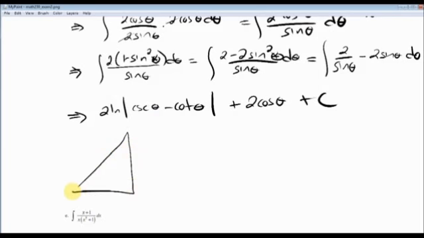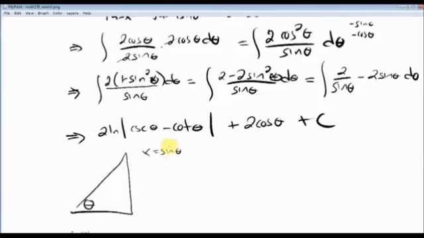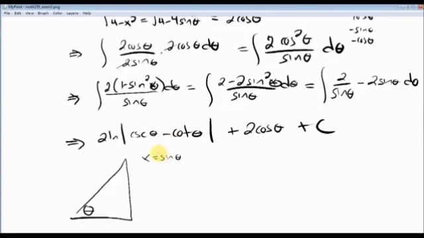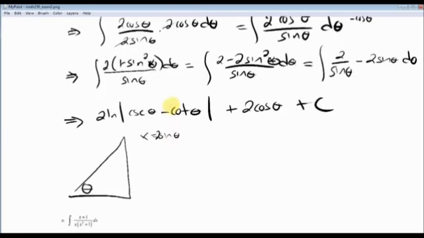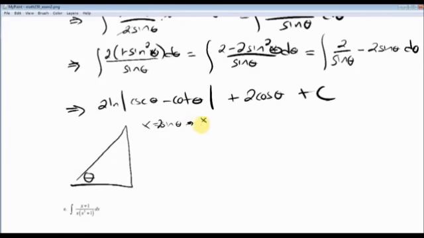Let's get out our triangle, theta. Now it was x equals sine theta. Oh no, 2 sine theta. All right, 2 sine theta. So what that means is x over 2 is sine theta. Now sine is opposite over hypotenuse, which lets this down here be square root of 4 minus x squared. Alright, so it's not too bad.